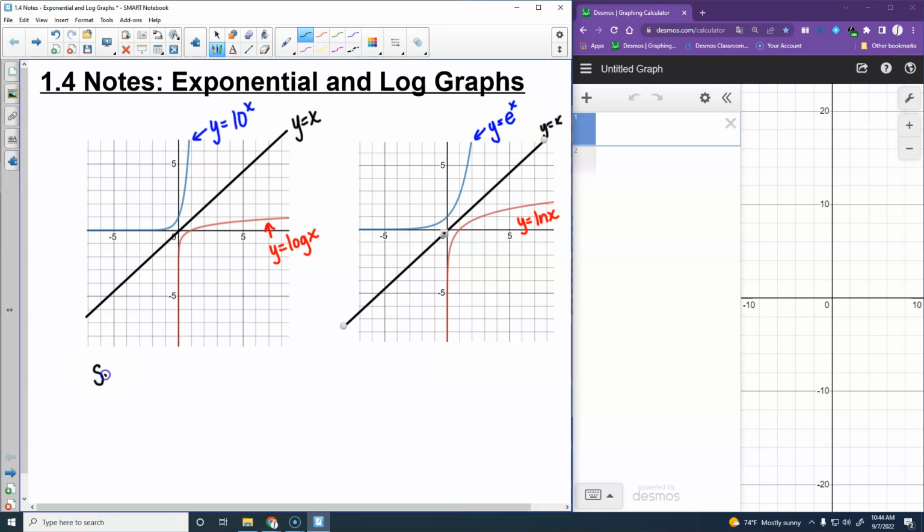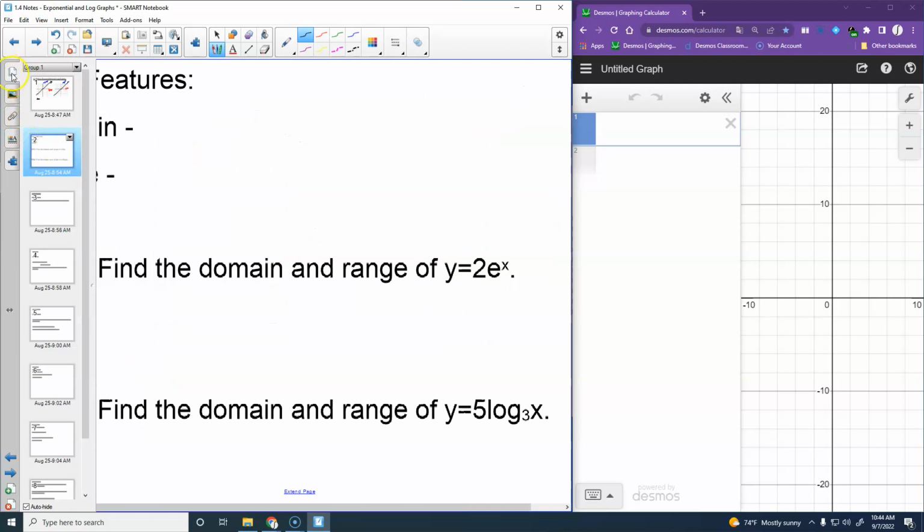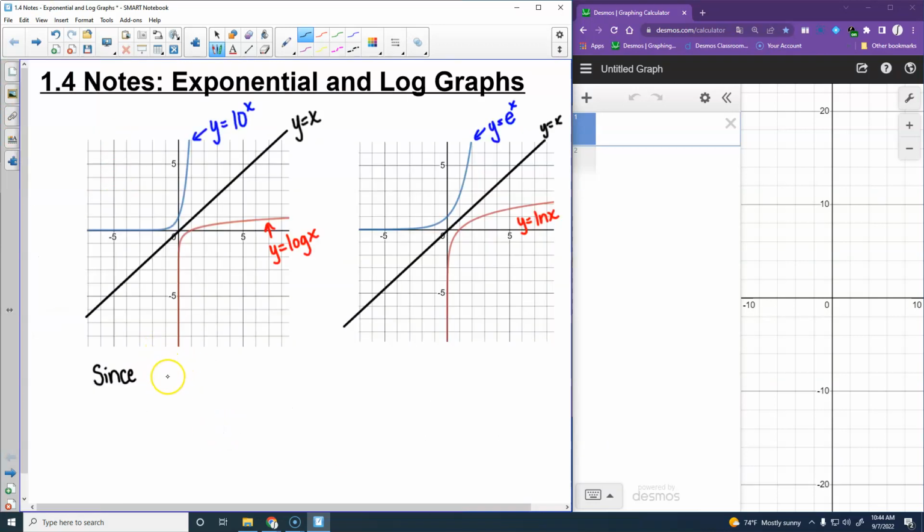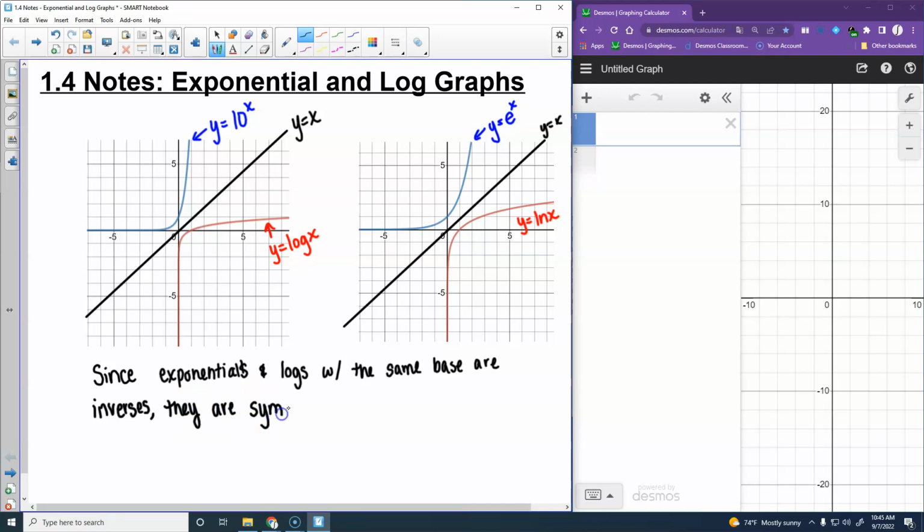So I'm going to write down here: since exponentials and logs with the same base are inverses, they are symmetric about the line y equals x.